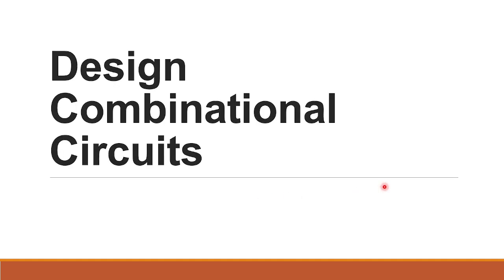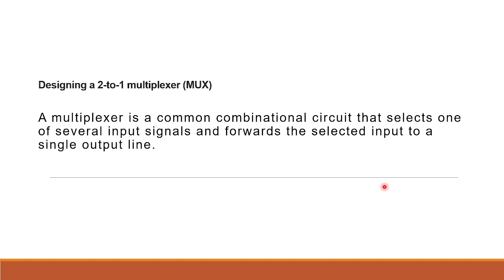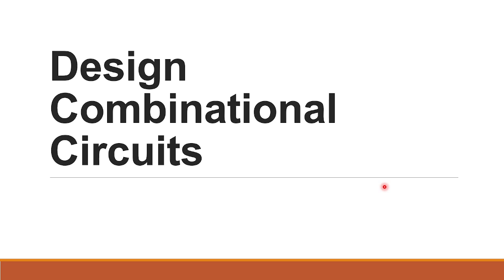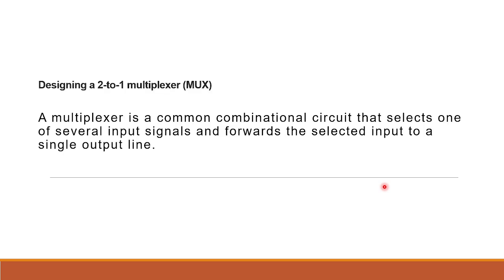Okay, now we will move to the next topic, which is designing combinational circuits. There are multiple ways to design such circuits, but here we will use a multiplexer. Designing a 2-to-1 multiplexer, MUX, which is part of combinational circuits. First we will see what a multiplexer is. A multiplexer is a common combinational circuit that selects one of several input signals and forwards the selected input to a single output line. What do you mean by that?